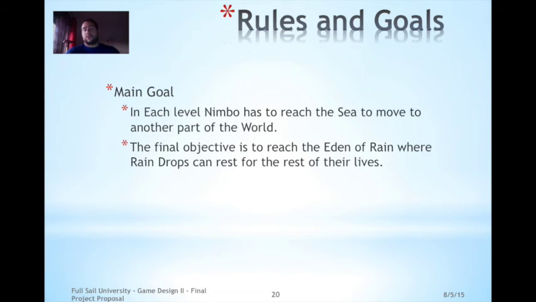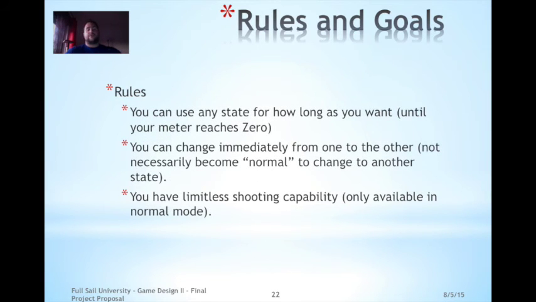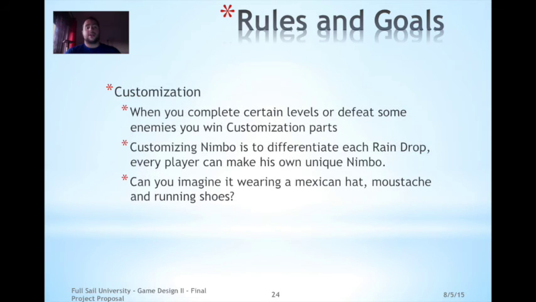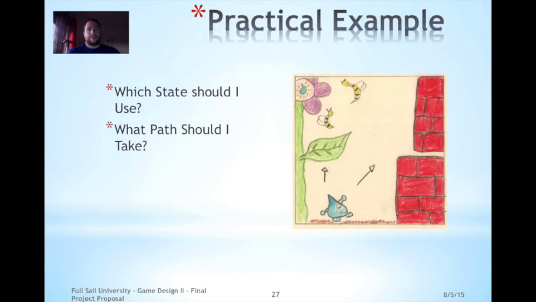The main goal, like I said before, is to reach the end of the world, the Eden of Rain. The obstacles will vary from normal obstacles such as platforms, to enemies such as ants and bees, and the main enemy of all we want to make is the human, since we all know that the human has a large impact on environmental changes. The main enemy will be the human in this game. Here is a bit of a summary about the obstacles and enemies.